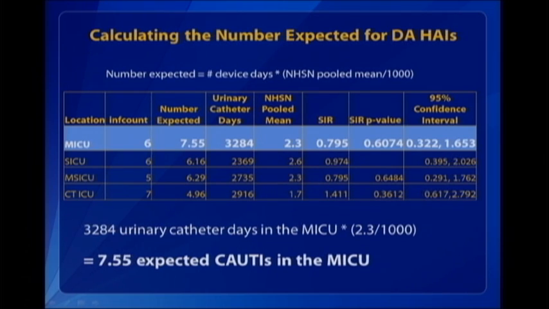So, this morning I mentioned that we're going to be talking about methods and about calculations. NHSN does this for you, so don't worry about having to go through and calculate things on your own, but I do want to help you understand what happens behind the scenes. So again, number expected: we take the number of device days and multiply by the NHSN pooled mean, which has been divided by 1,000. If we look at our medical ICU in that first row, we would take 3,284 urinary catheter days and multiply that by the pooled mean for that location divided by 1,000. So we get 7.55 expected CAUTIs in the medical ICU for that location.